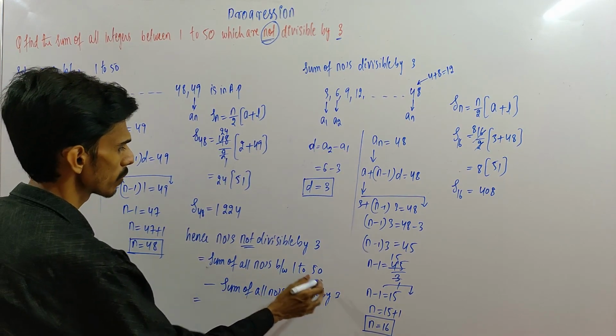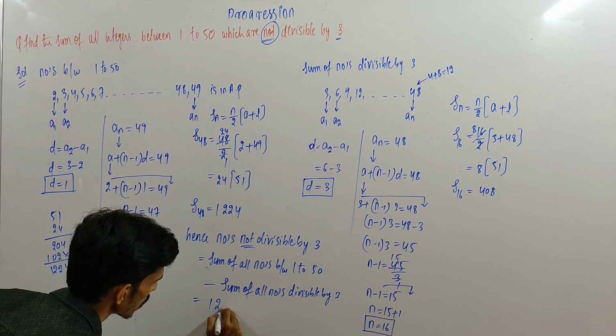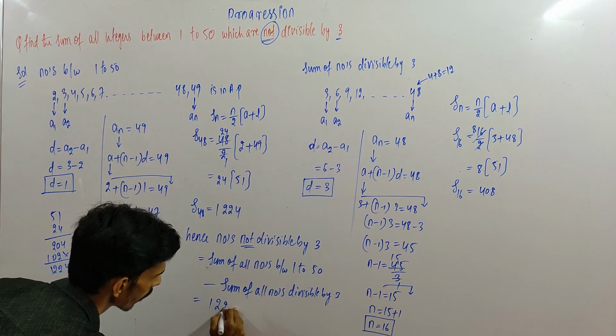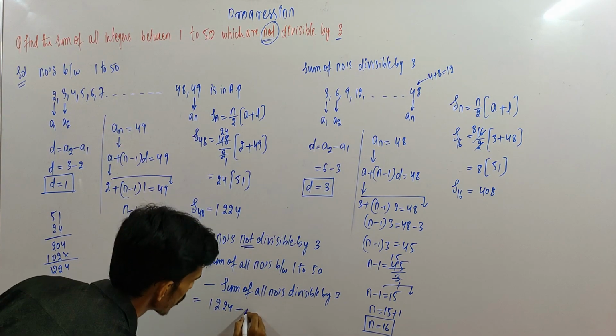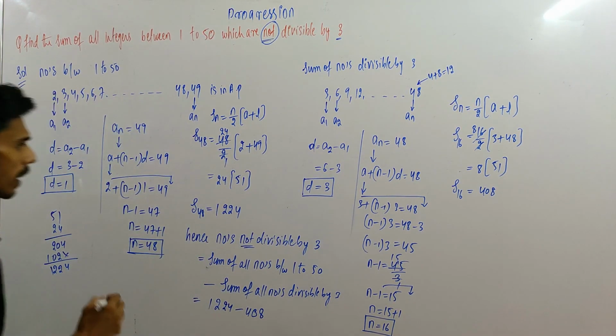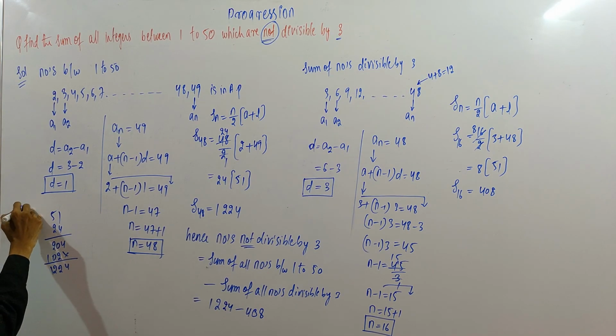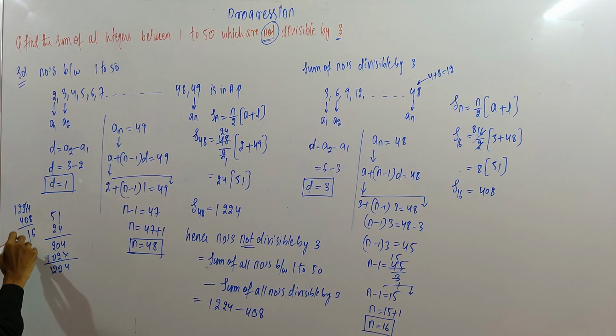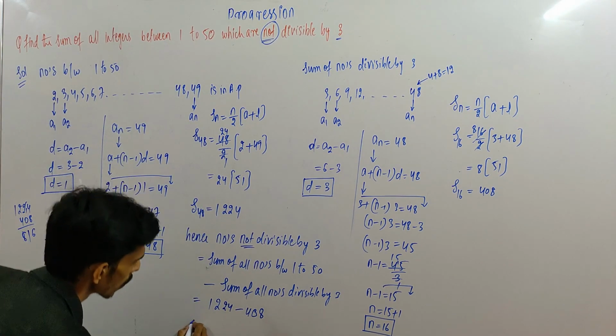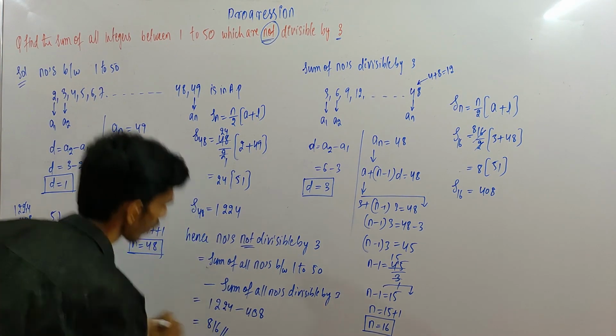So we have the sum of numbers 1 to 50 is 1224 minus 408. So let us subtract this. 1224 minus 408 is 816. 816 is the answer for this question.